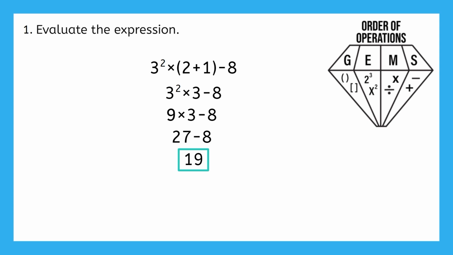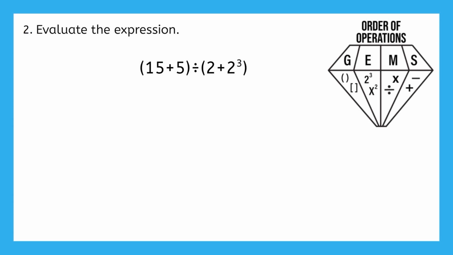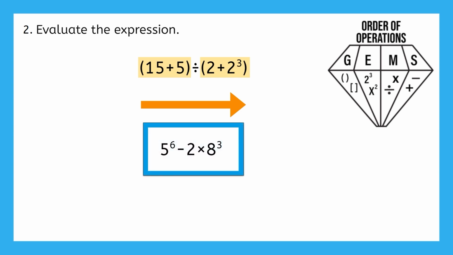Let's try another one. This time, we'll evaluate the expression the quantity of 15 plus 5 divided by the quantity of 2 plus 2 cubed. Following GEMS, we start by looking for groupings. Interesting, this problem has 2 sets of groupings. Whenever we're faced with more than one case of groupings, we work from left to right, solving whichever grouping comes first. This same concept applies to exponents. If you ever come across a problem with more than one grouping or more than one exponent, just work from left to right until you're ready to move on to the next step in GEMS.